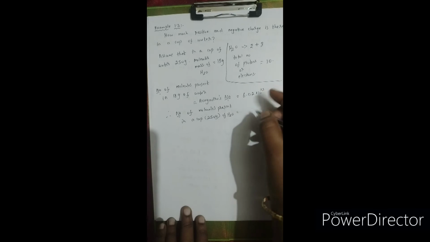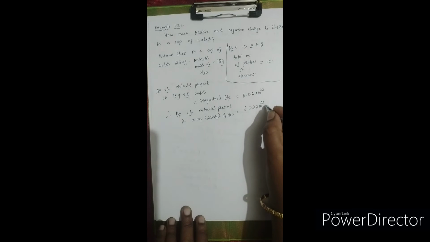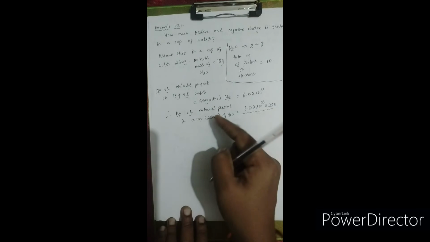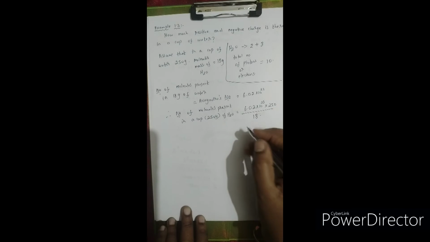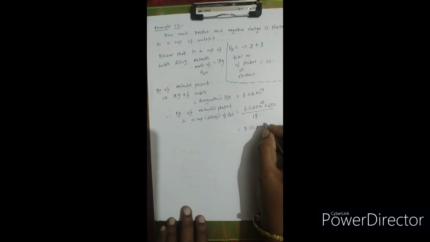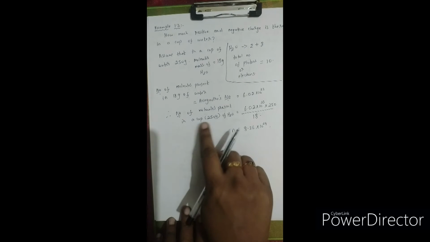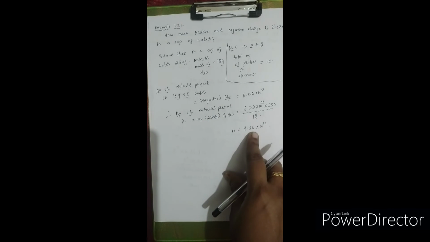Equal to how much, children? 6.02 into 10 to the power of 23 into 250 divided by 18. Okay, right, and you calculate this, this works out to be equal to 8.36 into 10 to the power of 24. Okay, so totally how many number of molecules are there in 250 grams of water? This much number of molecules are there in 250 grams of water. Okay, children, right? So now we know this much number of molecules are there.